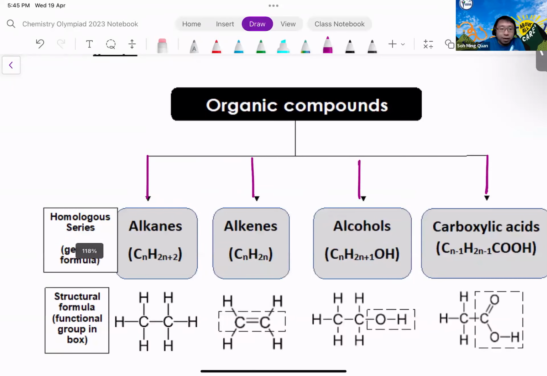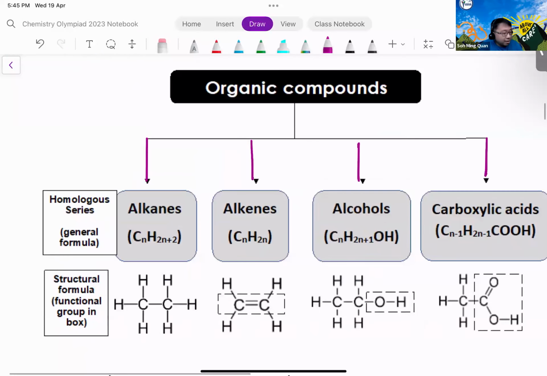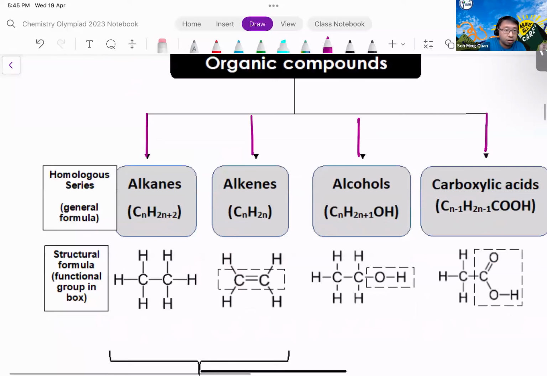Alkanes is the first one. Alkane. The name ends in A-N-E. So members of the homologous series, their names must all end in A-N-E. Methane, propane, butane, hexane, octane. So the name has to end in A-N-E for it to be an alkane. So you can recognize it based on the name. Next, they have a general formula. The general formula is CnH2n+2.